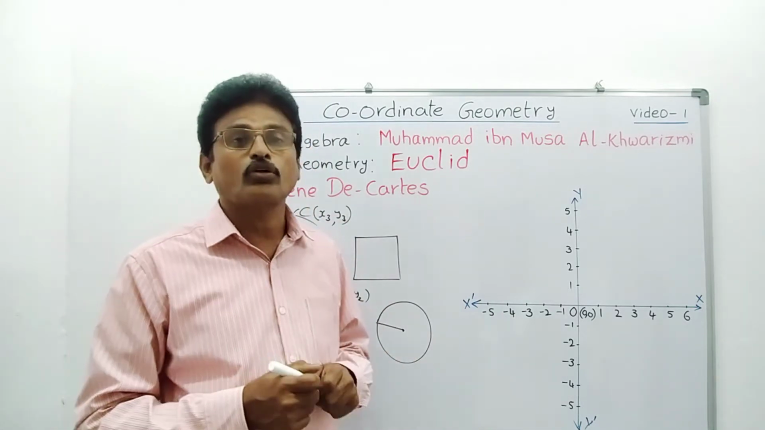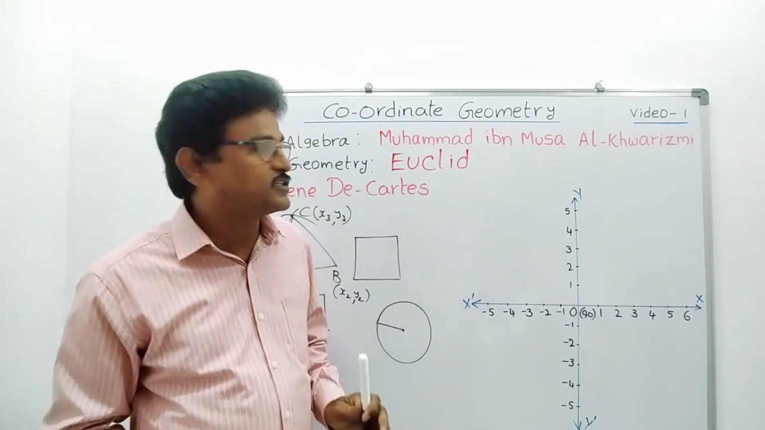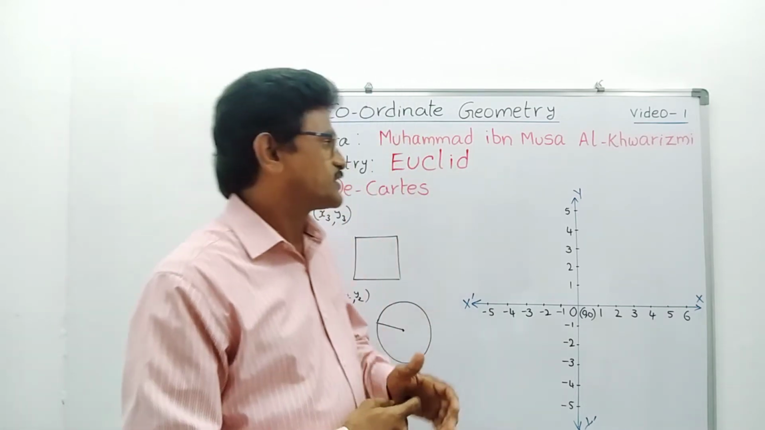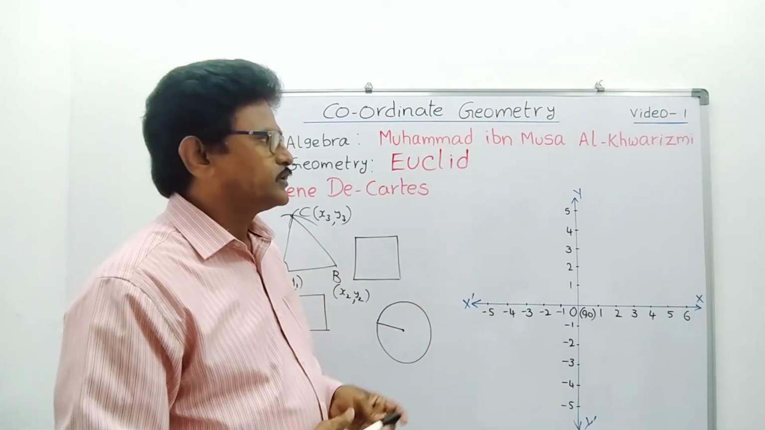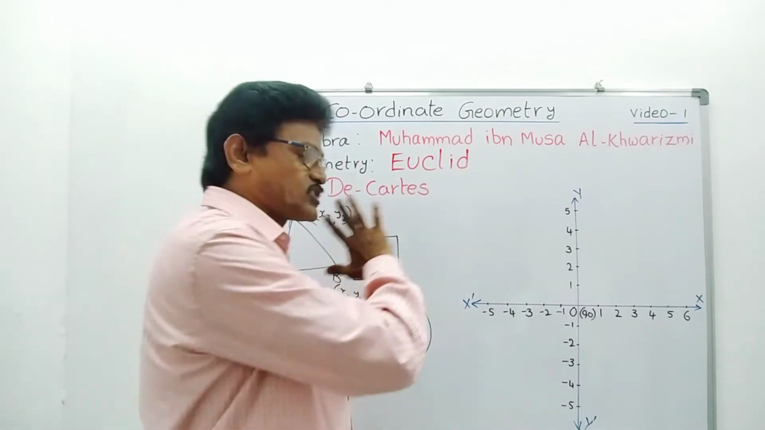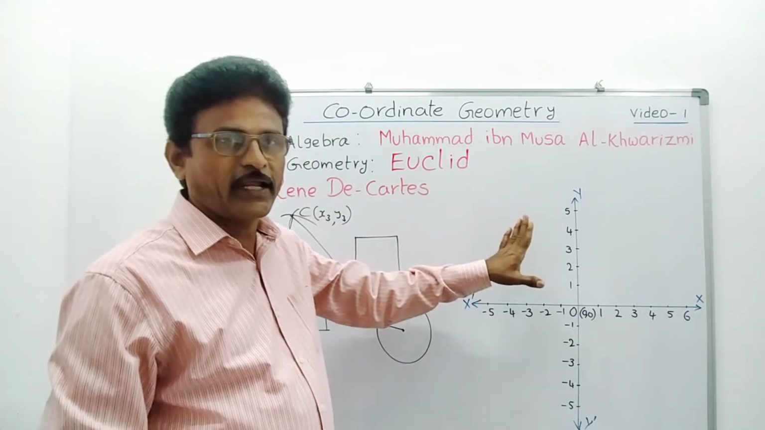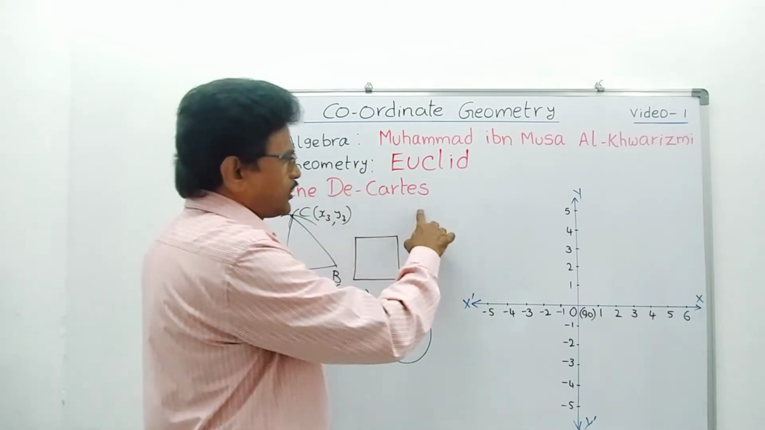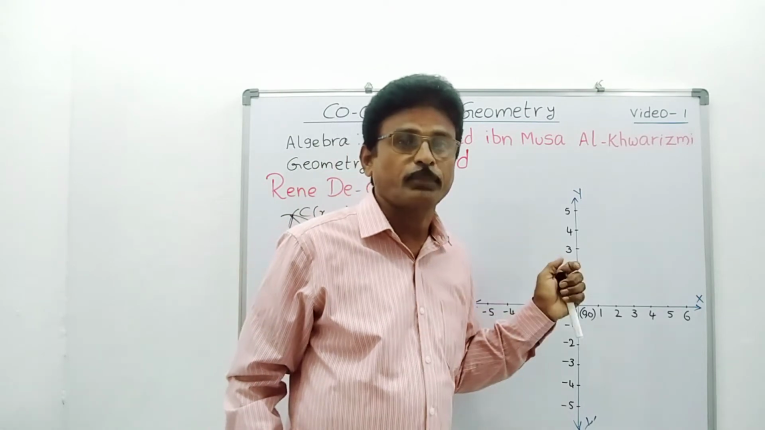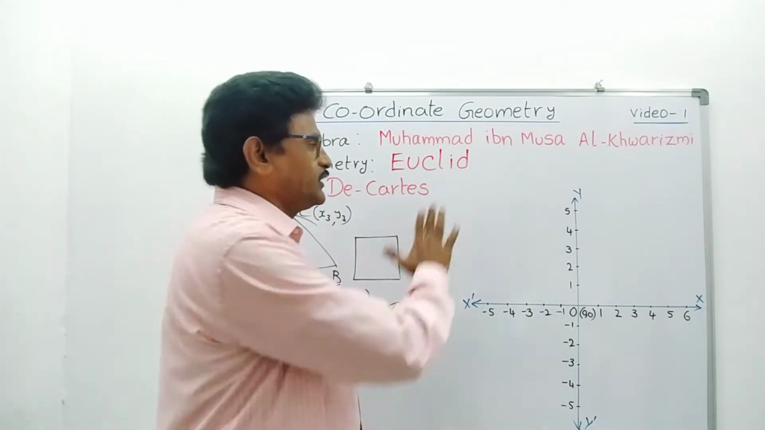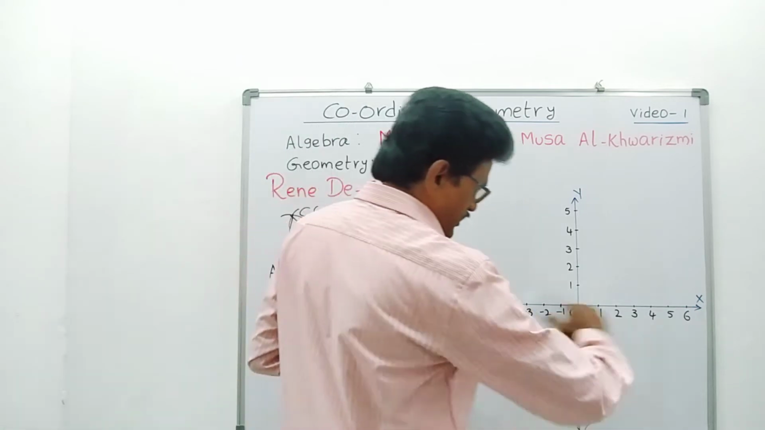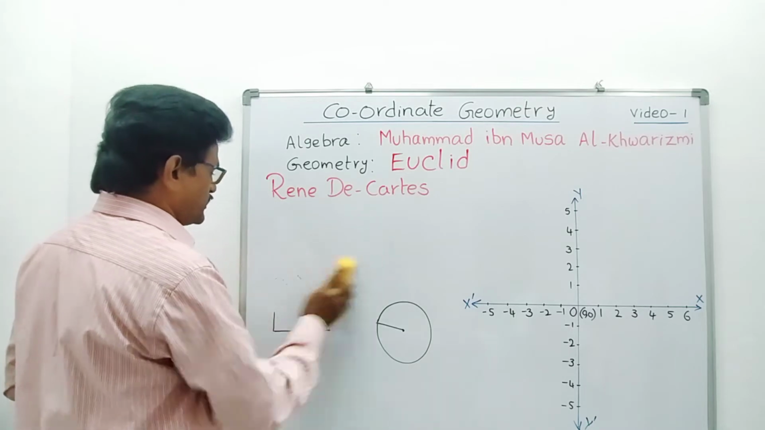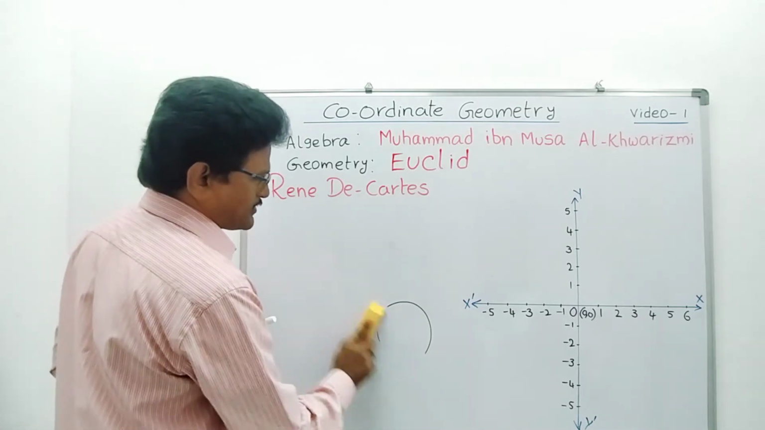First of all, we have to know how to represent the points on a plane. Students, suppose this is the plane. This plane we can call the xy plane or coordinate plane. Sometimes we call it the Cartesian plane, named after René Descartes. On this plane, what are we doing? First draw one horizontal line, that is the x-axis.